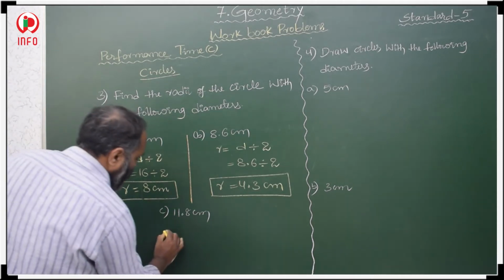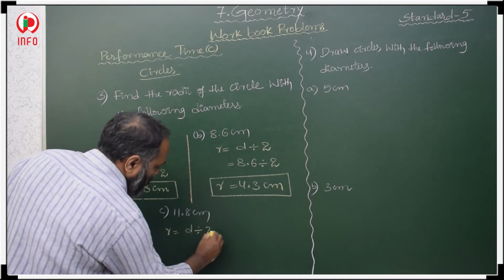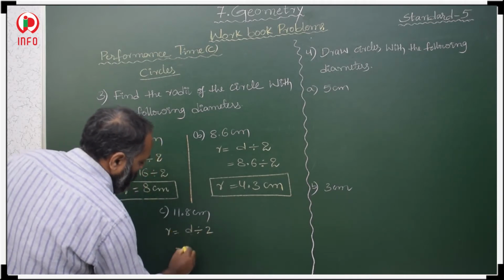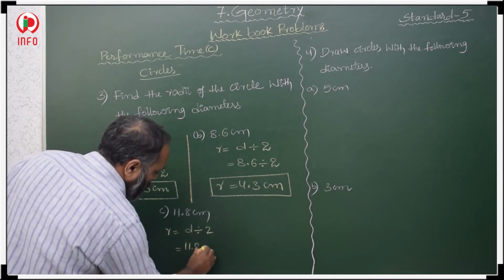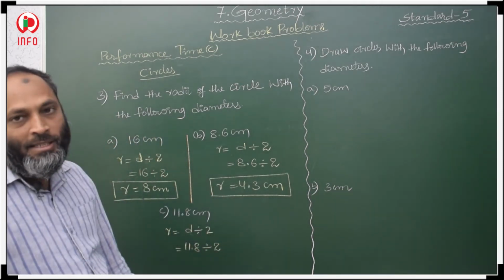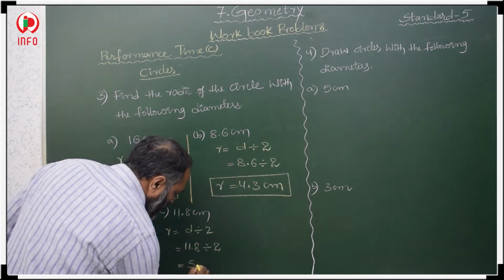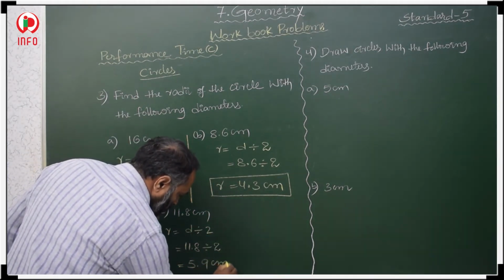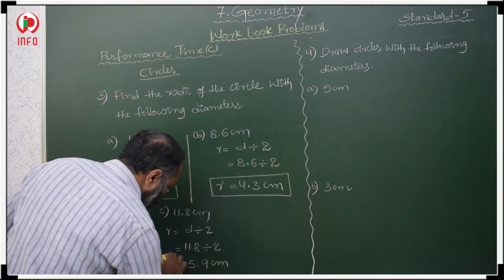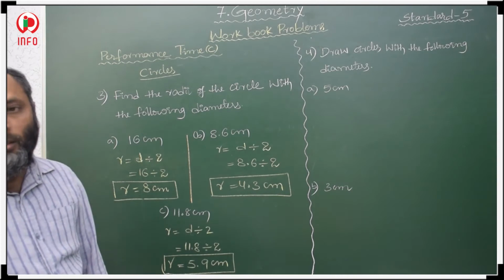Then how to find radius? Radius is equal to half of the diameter. So what is the diameter? 11.8 divided by 2. When 11.8 is divided by 2, then you will get 5.9. 5.9 centimeters. This is our radius of the circle, 5.9.